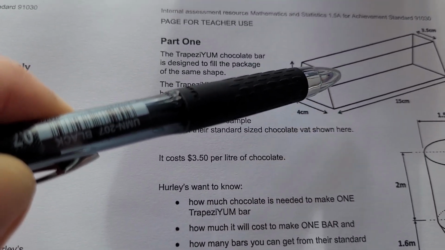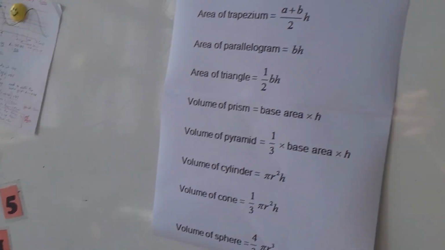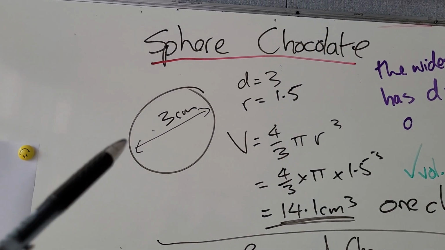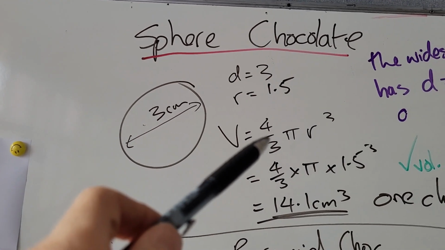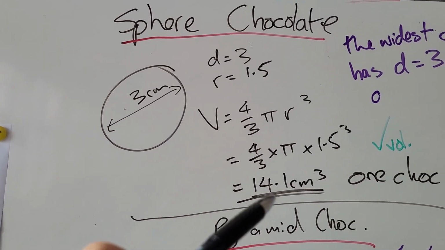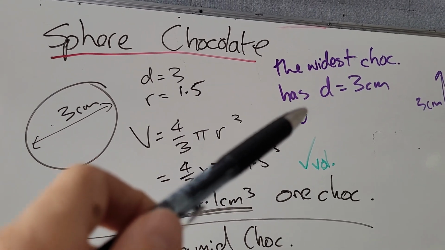And then we're going to fit 3, 6, 9, 12. We can fit 4 across. Anyway, we're just thinking about achieved. So there's our chocolate bar, our sphere with the diameter of 3. We want to find the volume, so we need the radius. Then we chuck in the radius and calculate it. So that's one chocolate bar. See, the widest chocolate has a diameter of 3.